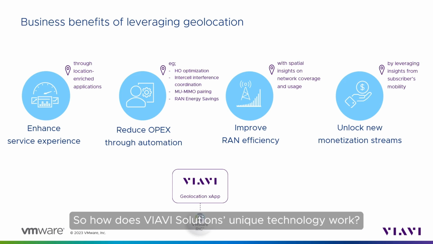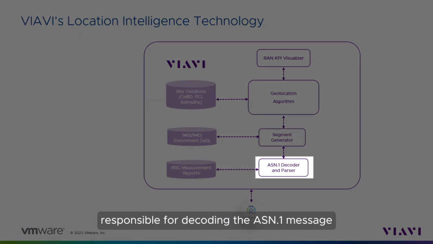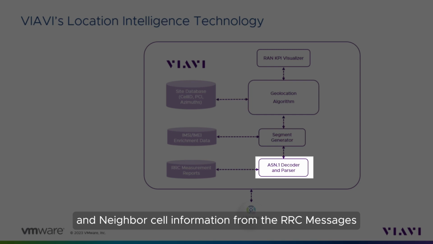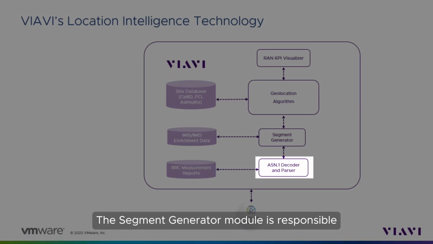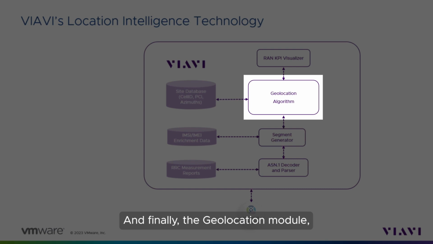So how does VIAVI Solutions' unique technology work? The xApp is composed of a parser module responsible for decoding the ASN1 message and parsing the relevant serving and neighbor cell information from the RRC messages. The segment generator module is responsible for breaking up the subscriber's connection into several segments. And finally, the geolocation module, which applies VIAVI's proprietary algorithm to geolocate the segments, providing insights into subscribers' mobility and the QoS.